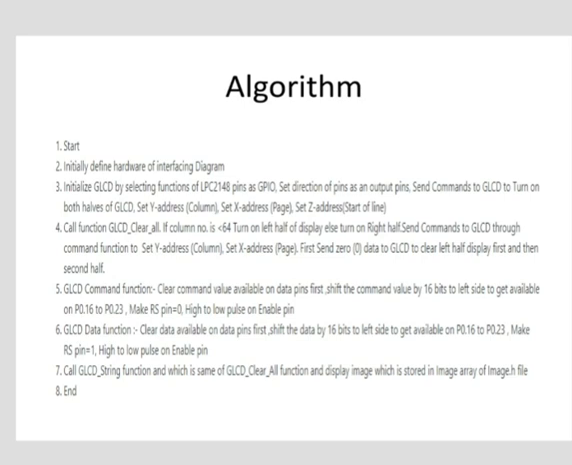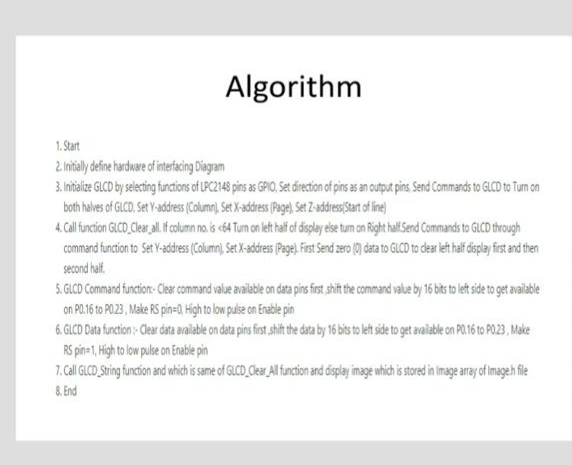Next step is the GLCD data function. Here we have to clear the data available on the data pins first, then shift the data by 16 bits to the left side. Then the GLCD command function clears the command value available on the data pins first, then shifts the command value by 16 bits to the left to get it available on P0.16 to 23, and makes the RS pin 0, with a high to low pulse on the enable pin.